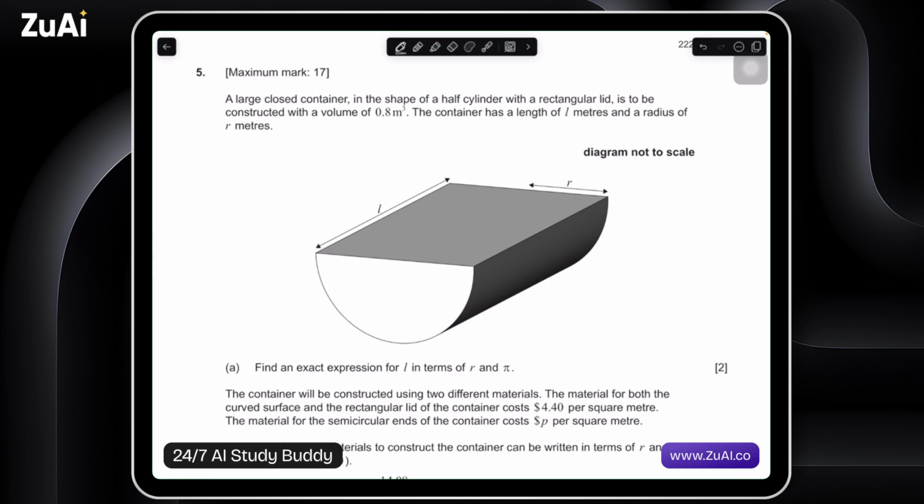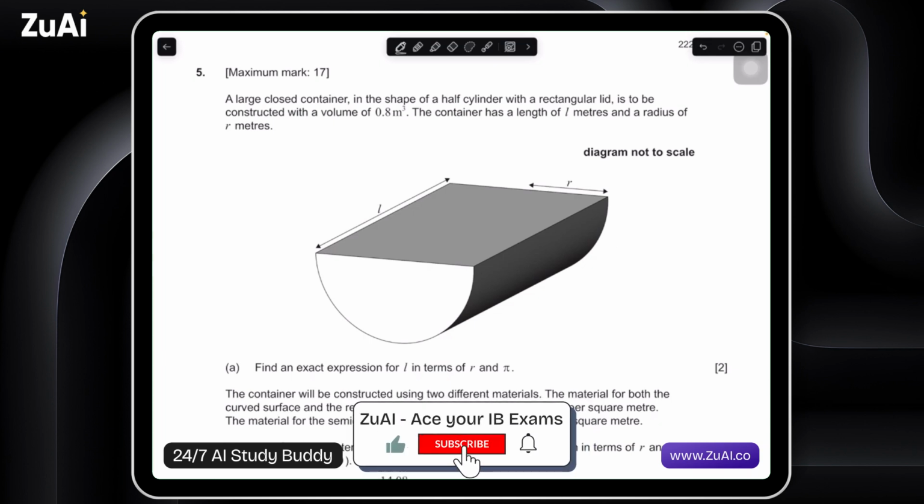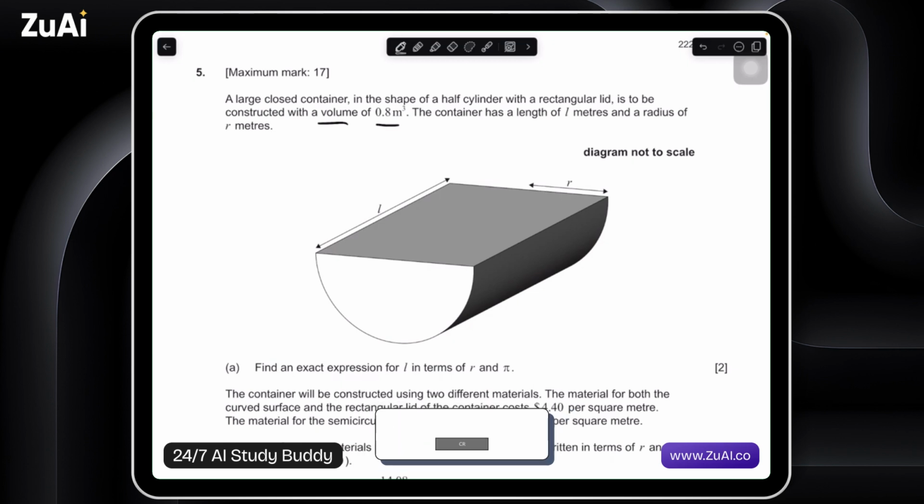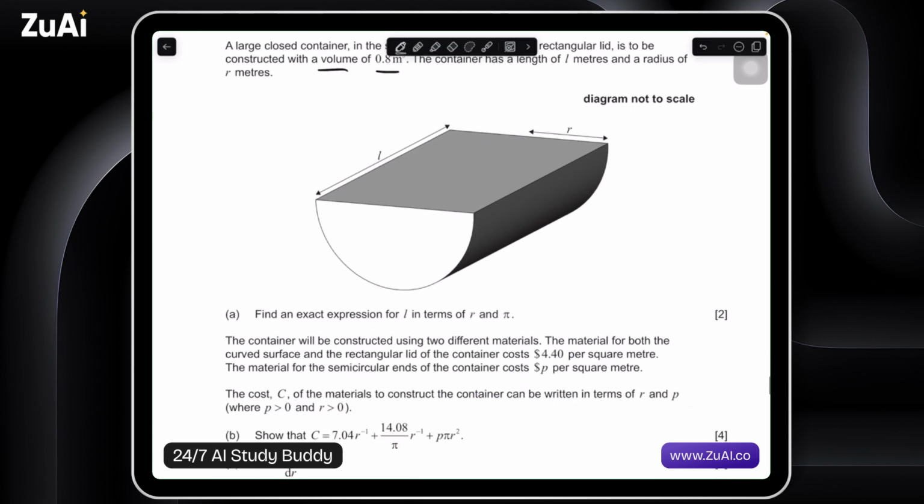A large closed container in the shape of a half cylinder with a rectangular lid is to be constructed with a volume of 0.8 meters cubed. The container has a length of L meters and a radius of R meters. Part A asks us to find an exact expression for L in terms of R and pi. So we want to write L in terms of two other things, one is a variable and one is a constant. So in terms of R and pi.